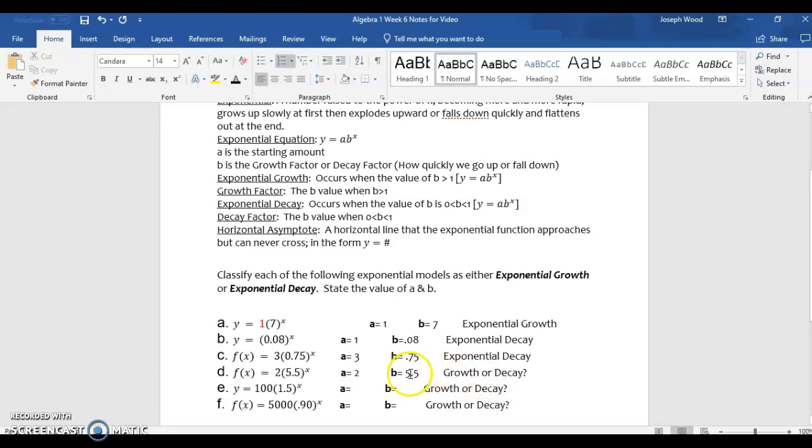Now, because 5.5 is a number that's bigger than 1, I know that this function is going to be an exponential growth function. So I want you to try E and F completely on your own. I will post those in the notes section in the same module, just right underneath this video. So try those on your own and then go check the notes to see if you are correct.